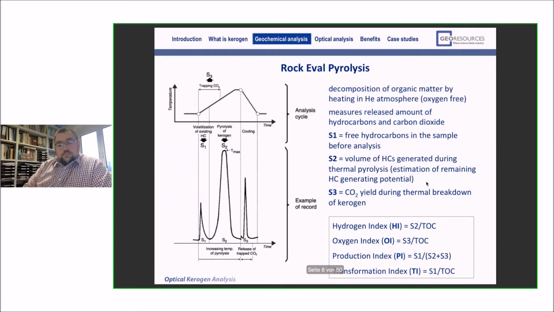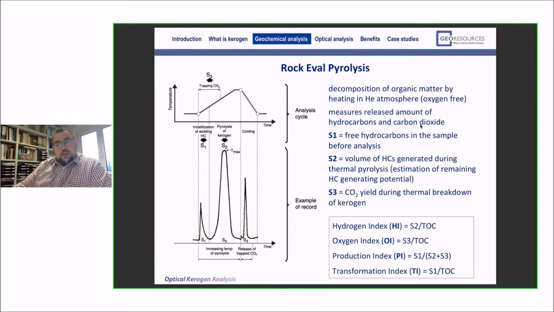How can we identify this chemical composition? That's a point of geochemical analysis where I just want to flip through, because that's something that most of you will be quite familiar with. The standard routine analysis method we use for geochemical analysis is Rock-Eval pyrolysis. So we decompose the organic matter by artificial maturation, by heating in a helium atmosphere, oxygen-free, and we measure the released amount of hydrocarbons and carbon dioxide.